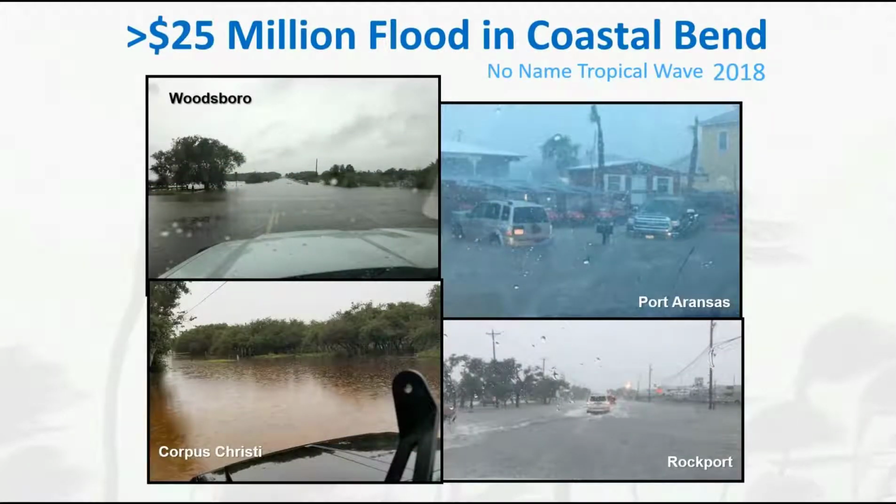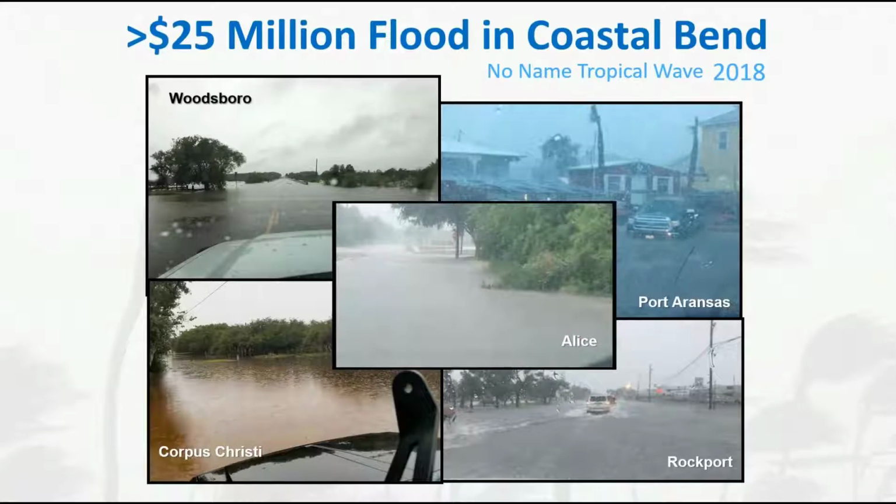So as mentioned previously, water can be just as devastating as winds. And these images are from a tropical wave that didn't have strong winds and it didn't have a name. The tropical wave resulted in so much rainfall that several cities across the coastal bend flooded, and it actually caused more than $25 million in damage.